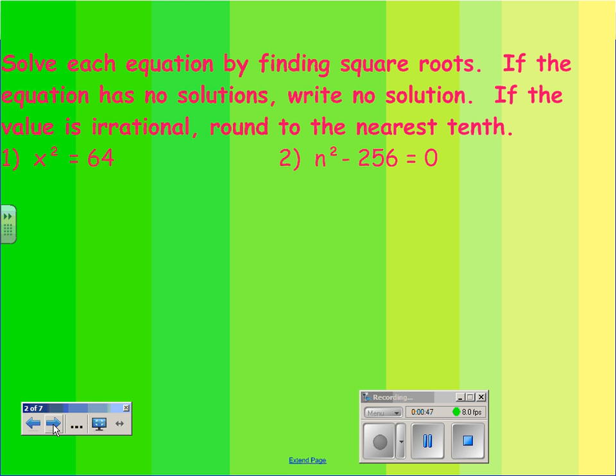If the equation has no solutions, write no solutions. If the value is irrational, round to the nearest tens place. So our first example is x squared is equal to 64, and we want to solve for x.